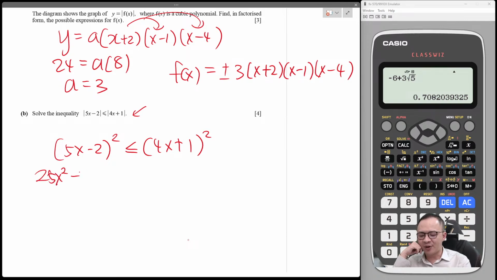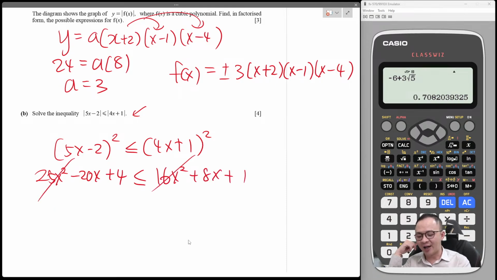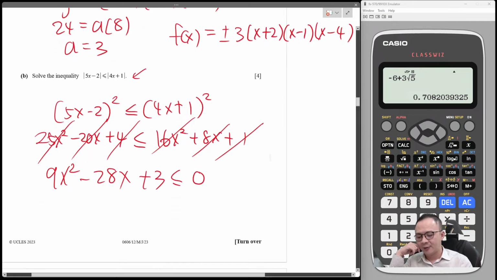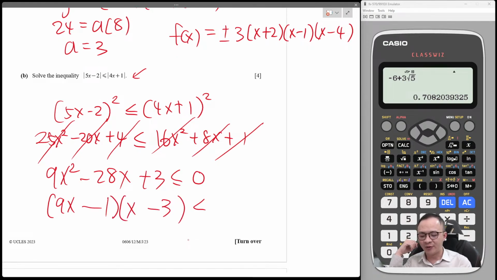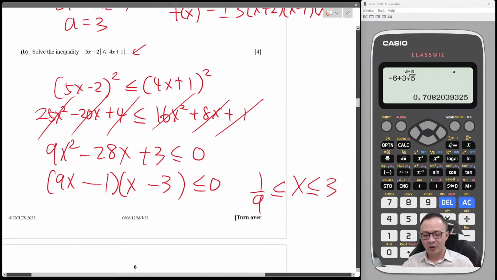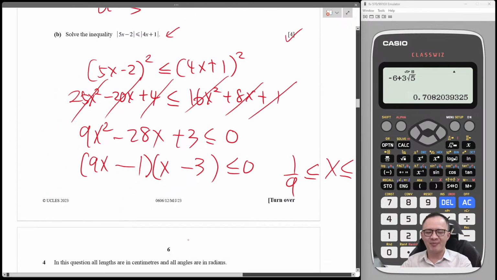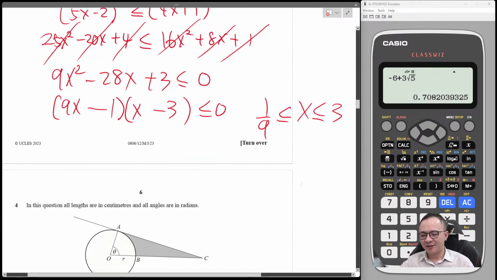So this is 25x squared minus 20x plus 4. This one will be 16x squared plus 8x plus 1. So this one and this one cut, I should have 9x squared. This one and this one cut, I get negative 28x. This one and this one cut, I got 3. Alright, so this one should be 9x and x. This one should be 3 and 1, minus for both. So, yep, I should get the final answer in between 3 and 1 over 9. It's quite easy if you are good in the quadratic. Okay, bonus 4 marks. You can see I literally spent like 15 seconds. Yeah, it's a bonus mark.